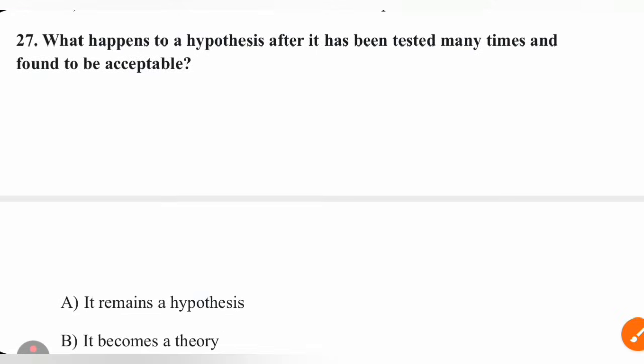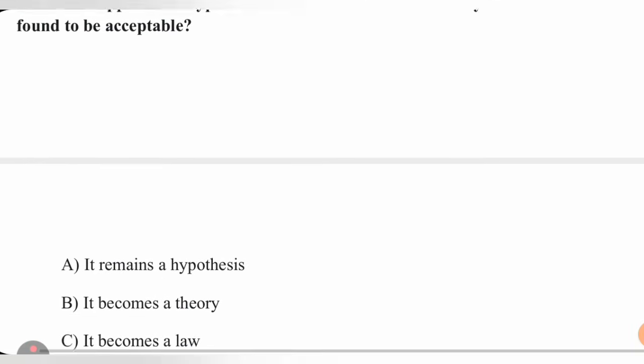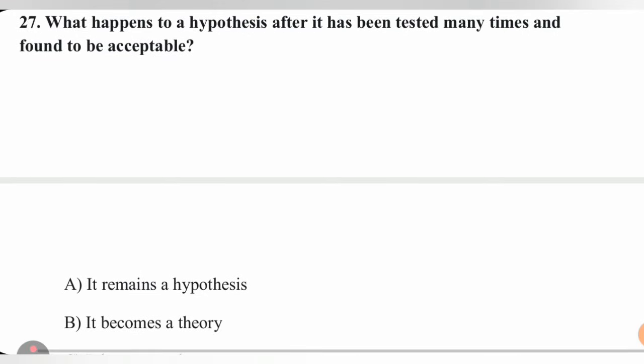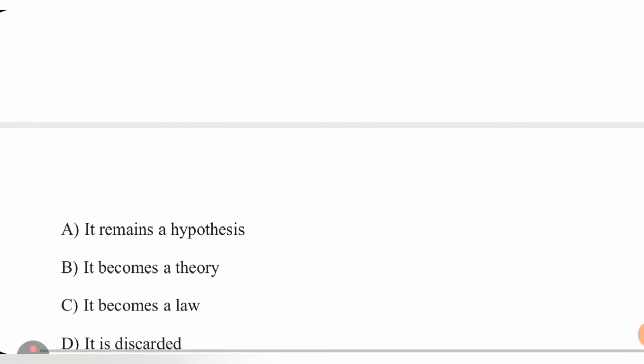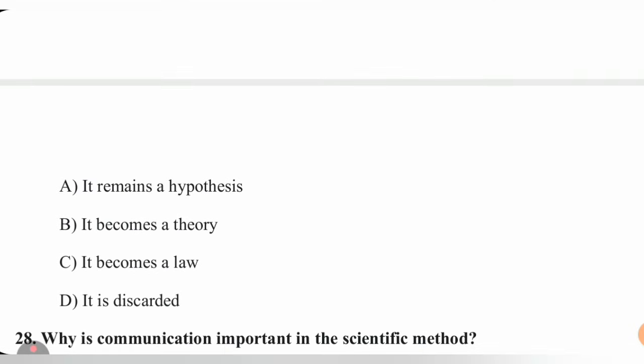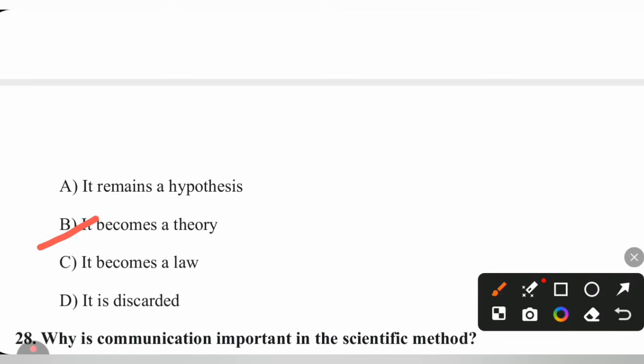What happens to a hypothesis after it has been tested many times and found to be accepted? It remains a hypothesis, it becomes a theory, it becomes a law, it is discouraged. It becomes a theory.